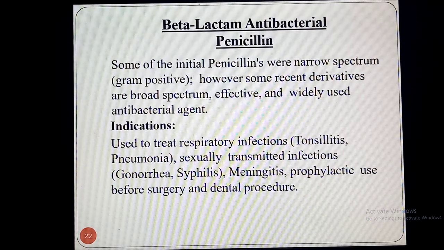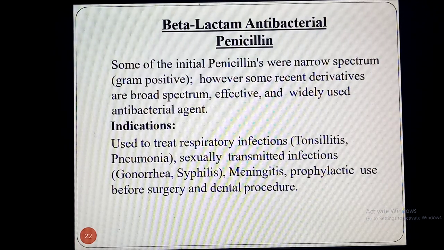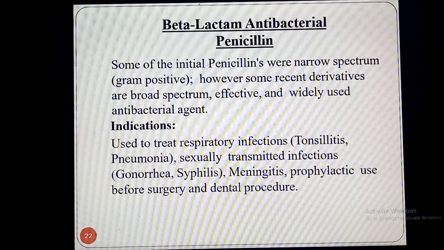So it is very clear that some drugs are bacteriostatic while some are bactericidal. Bacteriostatic drugs can only inhibit the growth of microorganisms. They cannot destroy the spores of the microorganism. So it is not necessary.